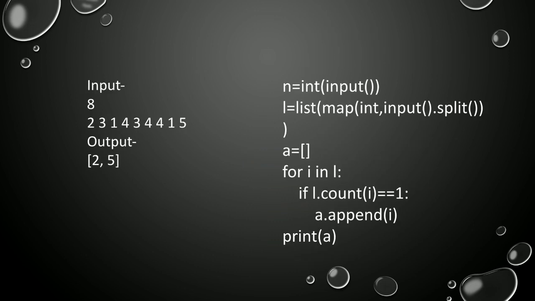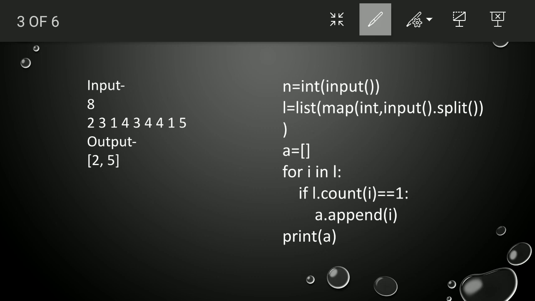Our next question is, we need to find the unique elements in the list and print only those which are not repeated more than once. Like for 2, is 2 repeated more than once? No, 2 is only one time, so 2 is printed. Is 3 repeated more than once? Yes, so it will not be printed. 1 is also repeated more than once, so 1 is not printed. 4 is also repeated more than once, so it will not be printed. 5 is repeated only once, so 5 is printed. So 2 comma 5 is our output.